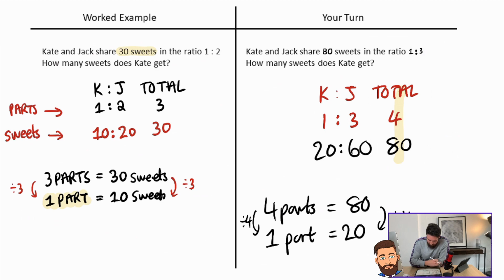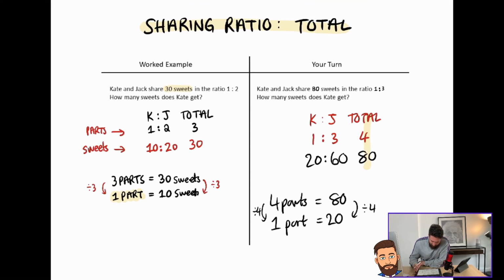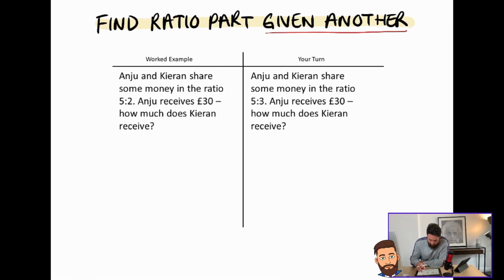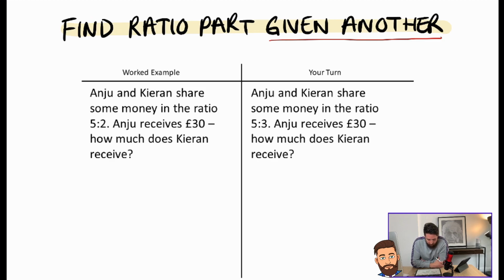Okay, so that's that. The layout is really important. Hopefully I can see some people writing in the comments that you got 20 as 1 part. So how many sweets does Kate get? To answer that question, she gets 20. To answer this one over here, how many sweets does Kate get? She gets 10, right? And we can see that from our ratios. If we go across to the next page, find the ratio given another part, okay?